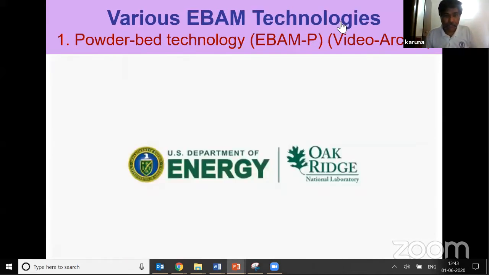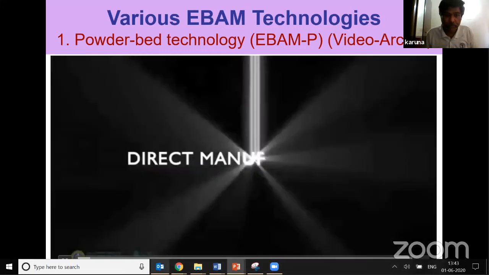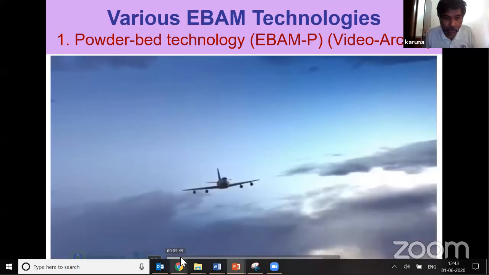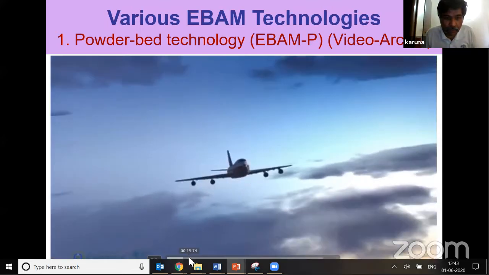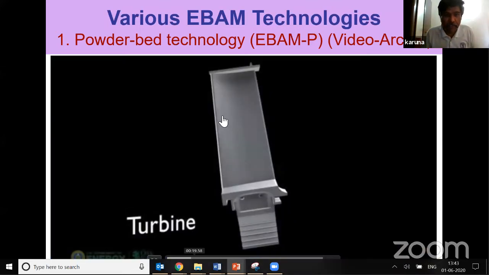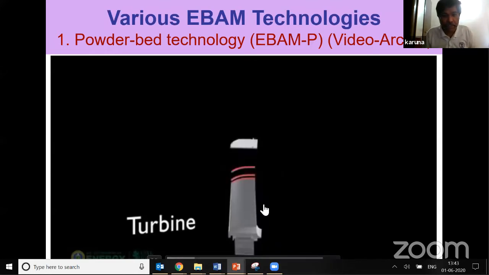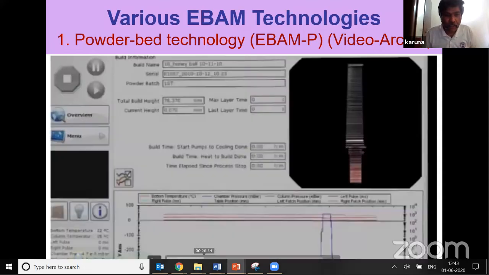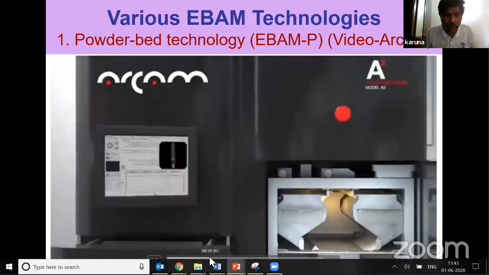So here we have a short video showing its working. I'll move a little faster over what is not relevant. So this is a turbine blade they're going to make. So you see that they're slicing it. After that, the slice data is sent to the machine through the interface.